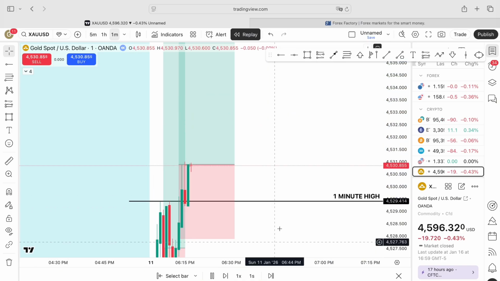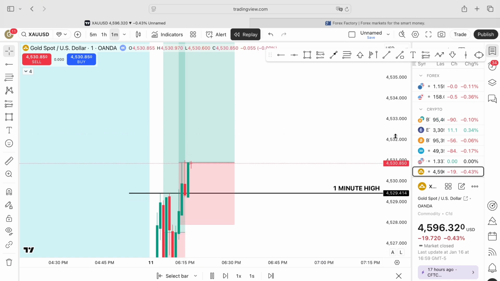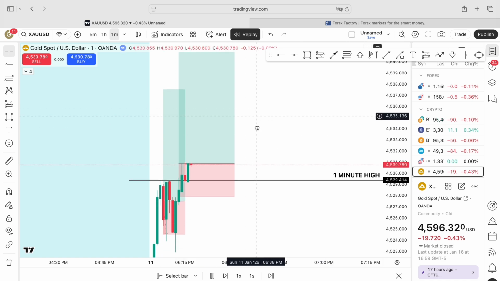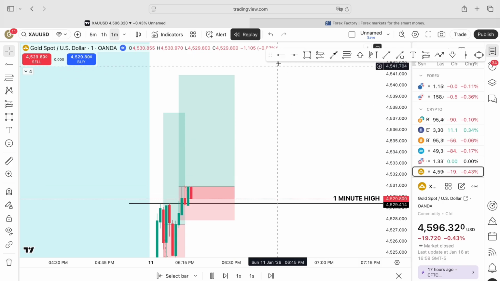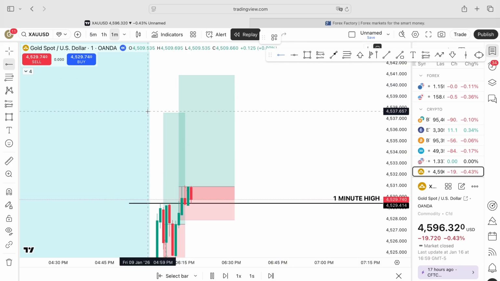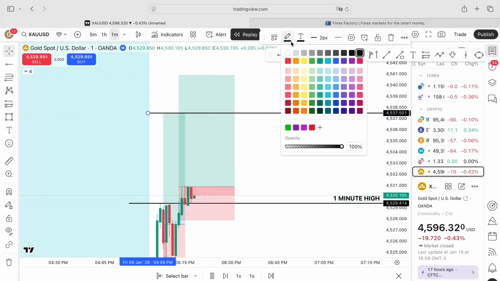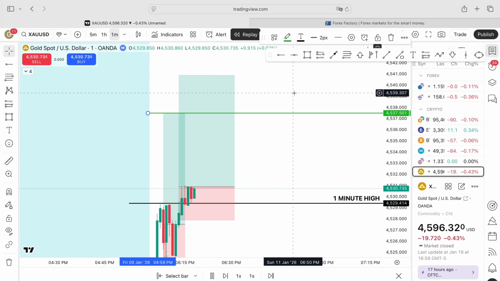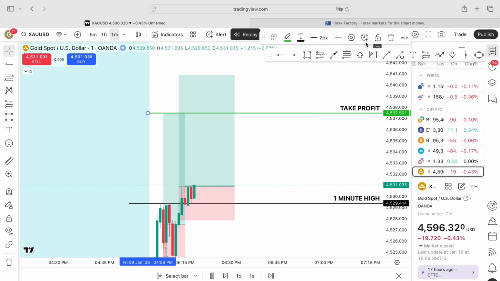Boom, trade 2. We're only how many minutes? 16 minutes into the market. We got 2 trade entries. Then what I like to do, right? I will put a line right here, a horizontal ray, and I'll make it green. This is exactly what I do when I trade. Boom. And I put take profit. Boom. Then I set an alert right here, and I just let it rock.